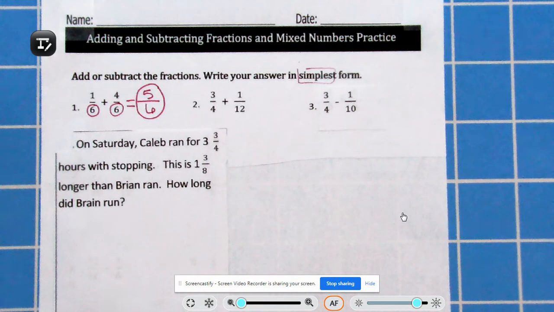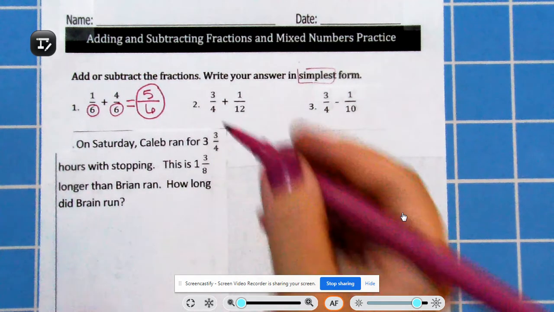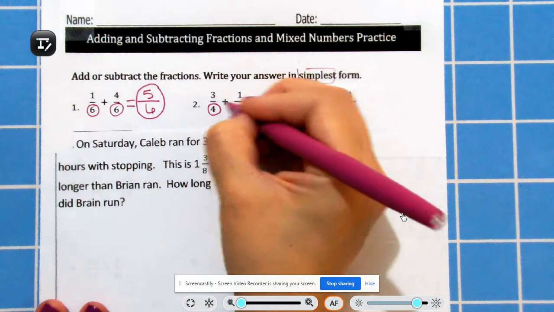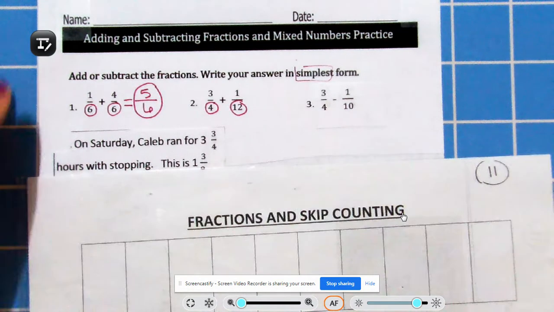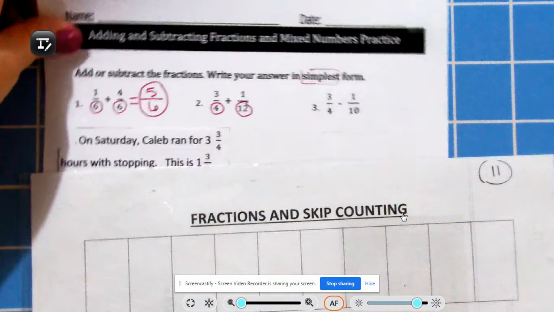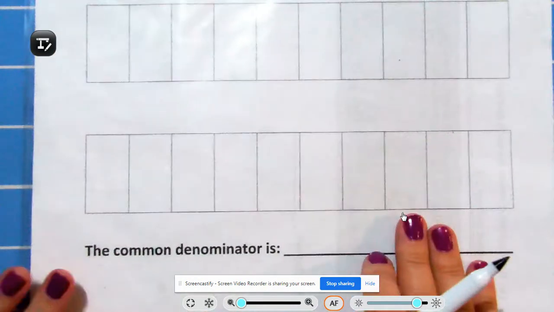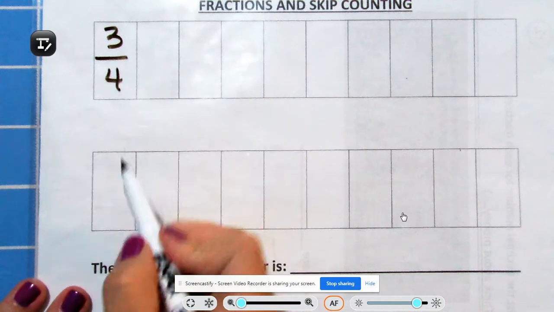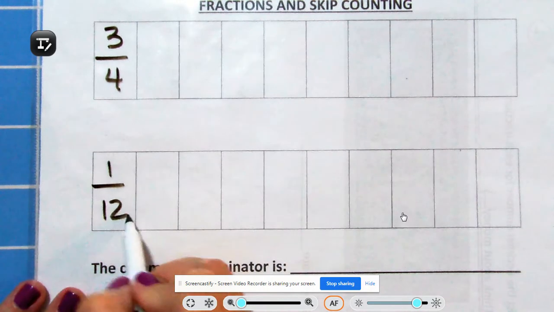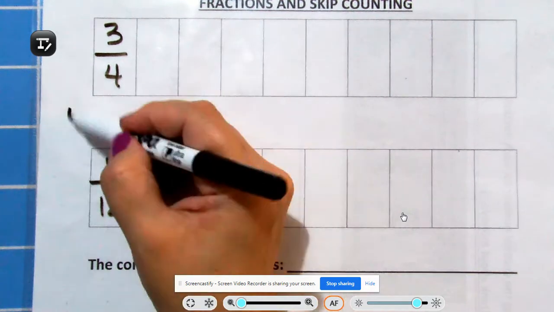All right, number 2, 3/4 plus 1/12. Do your denominators like each other? No, they do not. So we have to find a common denominator. So we have 3/4 and 1/12. And we are adding.